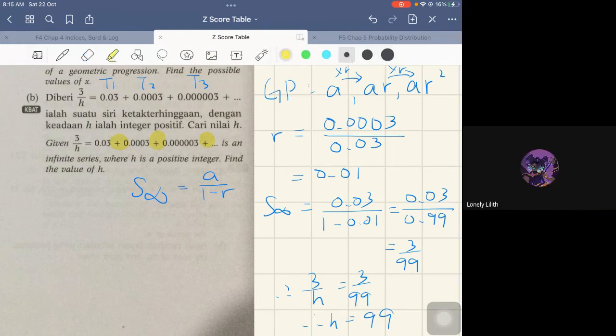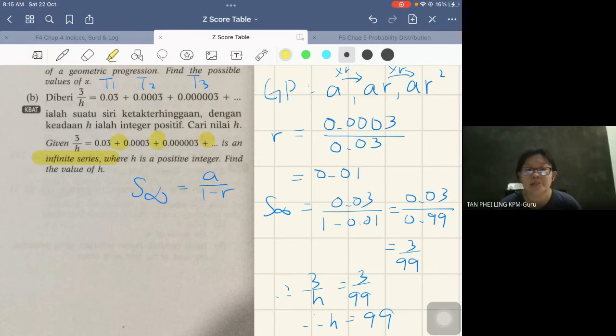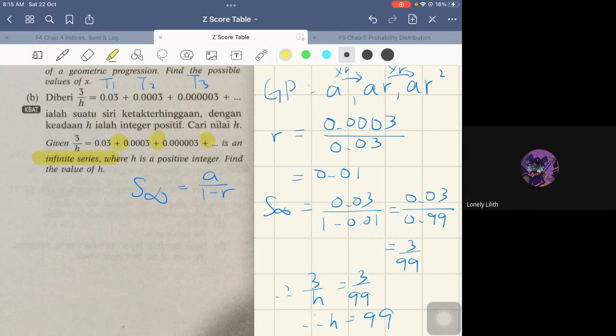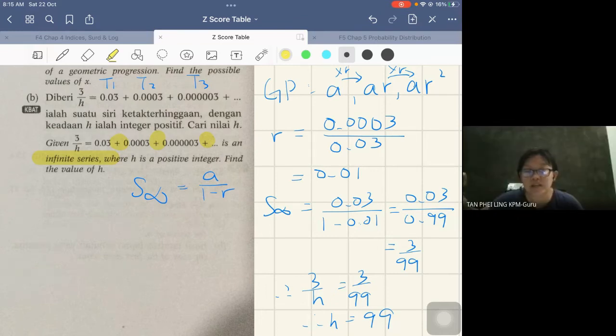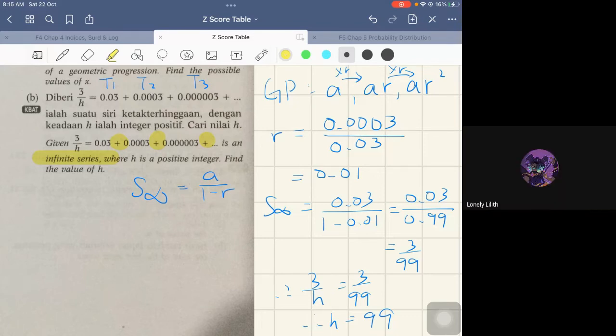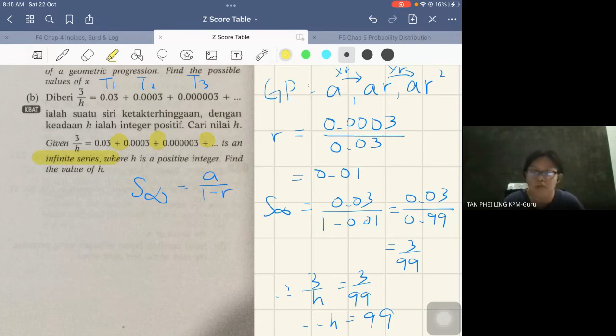Teacher, so this means that S infinity is 3 over 99? Because usually when they say infinity, it has no value because it's too big or too small. No, you don't understand. Here you are not finding the amount of infinity. Here it just tells you that if you sum that GP infinitely, then you will finally come to the total of 3 over 99. The sum of the infinite series, which means here it can be plusing a lot more, right?